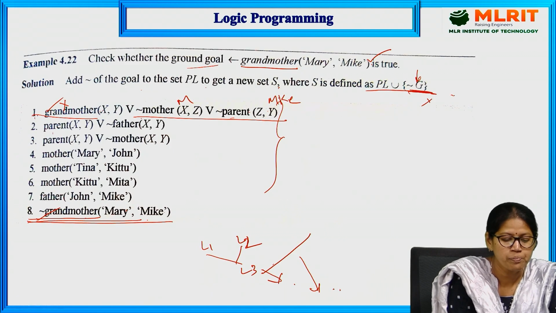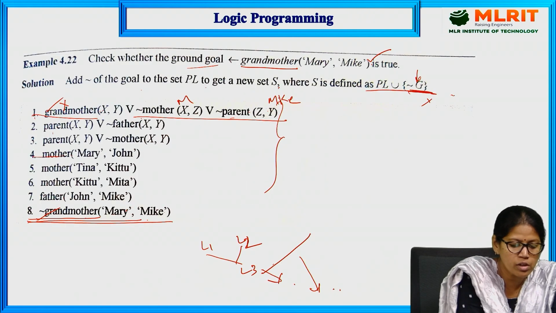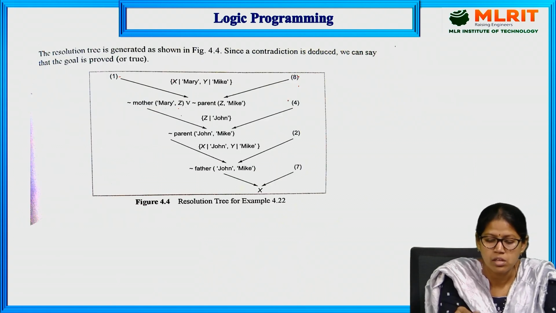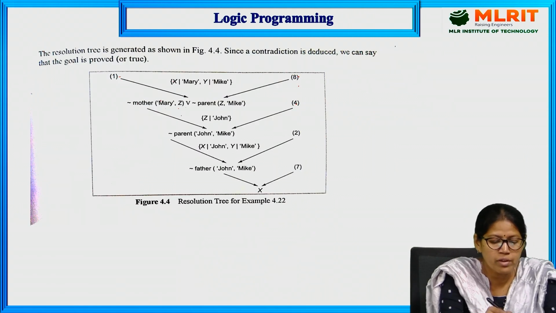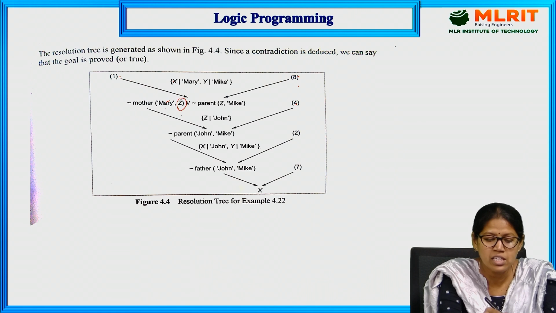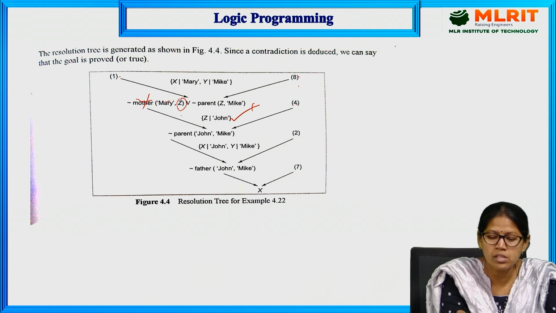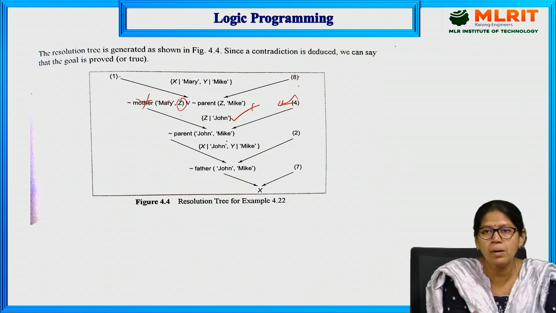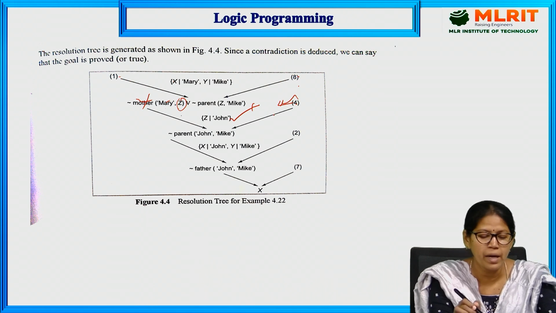So mother, here mother of Mary. Which one has mother of Mary? This first one, so we'll take the 4th one as the next clause. The 4th one already has Mary, John. So the first one, Mary, is already there, and the second, Z, is bound with John. Now this negation mother and positive mother from the 4th rule will be resolved, and the new clause is negation of parent John, Mike. Now we need to search for the parent of John, Mike.